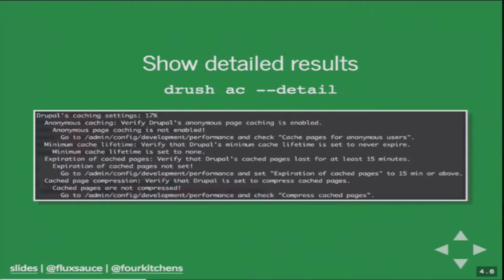And so there are also the same failures in there. Cache compression: verify that Drupal's compressed cache pages are not compressed. And this is also another example of a contextual report. On Pantheon, for example, Varnish already compresses cache pages. So the recommendation is not to compress cache pages on Pantheon.